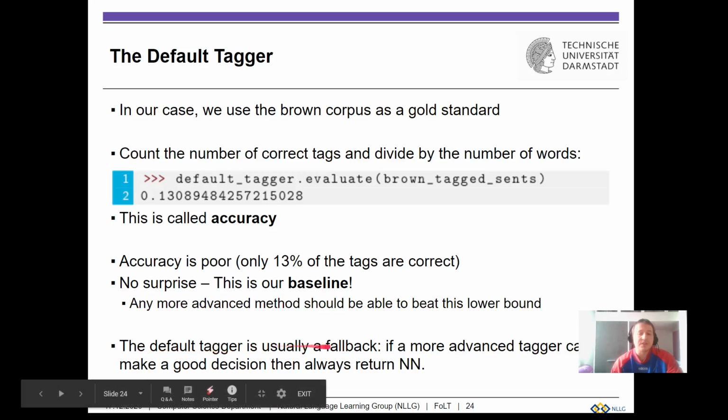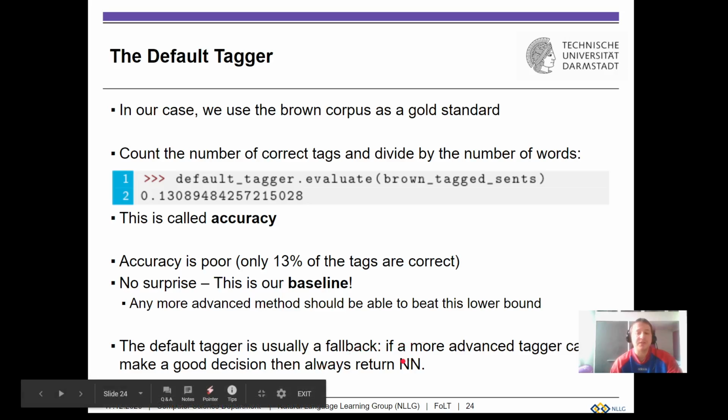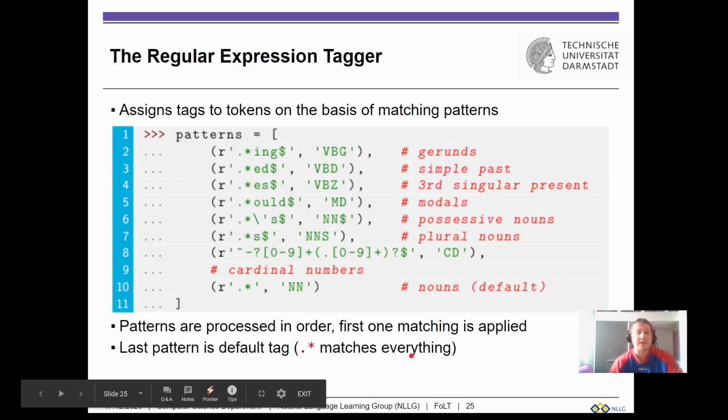And also the default tagger is usually a fallback. So let's say you come up with a more advanced tagger that takes multiple decisions, and in a certain case it doesn't know what to do because maybe it's lacking information signals that it would otherwise rely upon. Then you can take this default tagger as a fallback. So you would use this tagger to tag everything as nouns in our case.